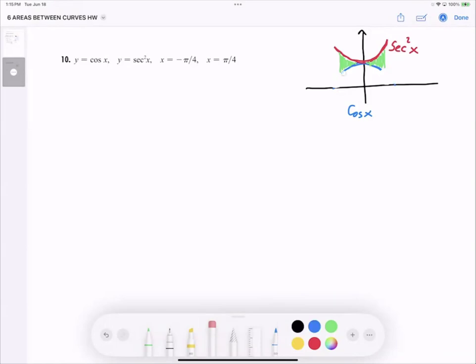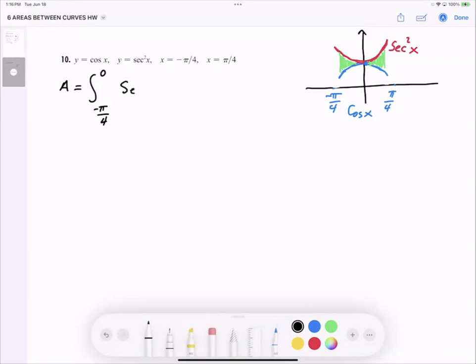Perfect. So let us set up our integral and do the computation. And again, here you have negative pi over 4 to pi over 4, and we're looking at these two regions. Due to symmetry, you can just calculate one of these areas and multiply it by 2. So you can write A, the area, as the integral from negative pi over 4 to 0.